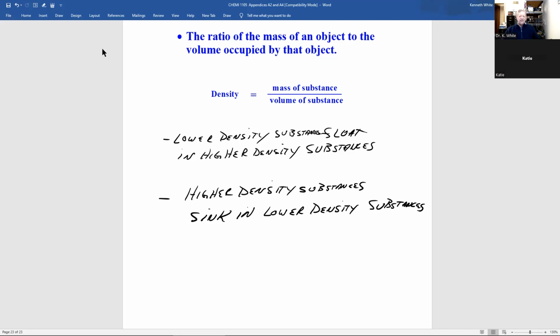And higher density substances sink, go to the bottom of a container, in lower density. So what this means is if you put something that's a low density into a substance with the higher density, it will float on top. If you take something that's a high density and you put it in something like a liquid that's a lower density, that higher density will sink. What does that mean? Let's have some fun with this, even though this won't be on a test.